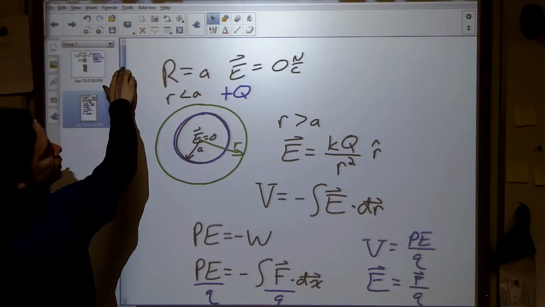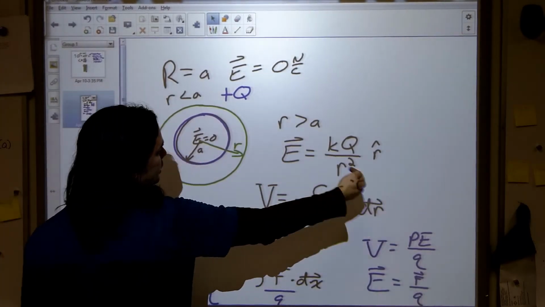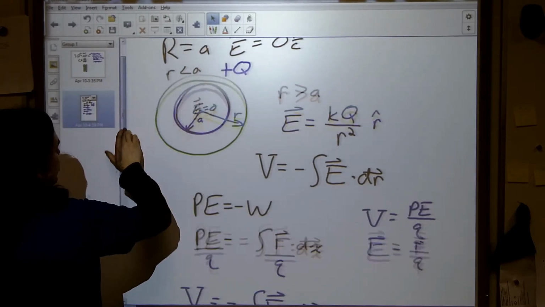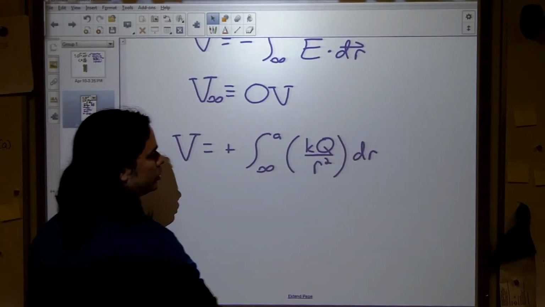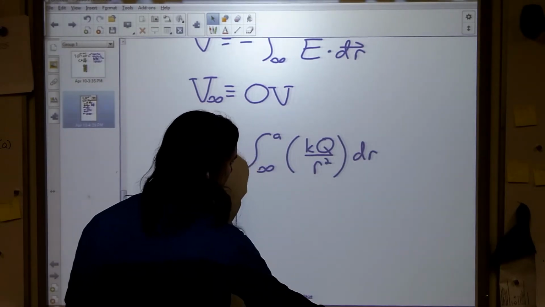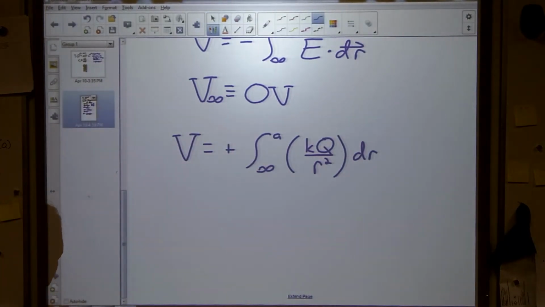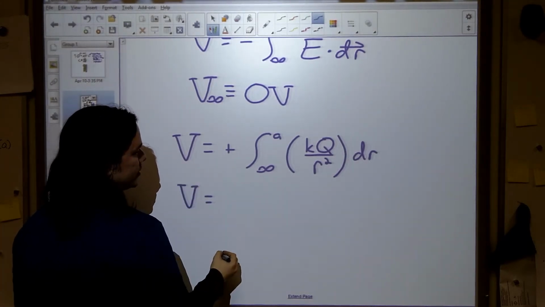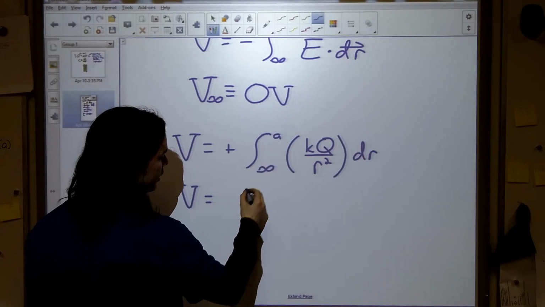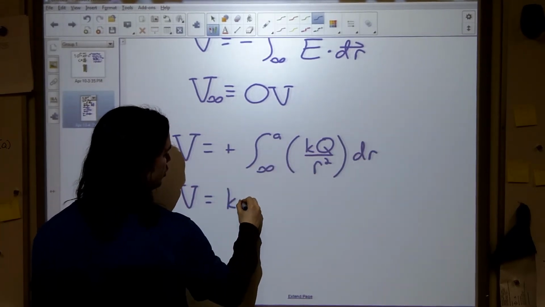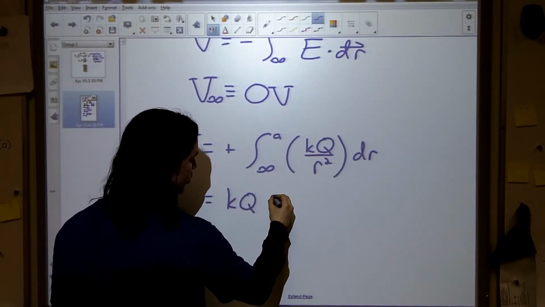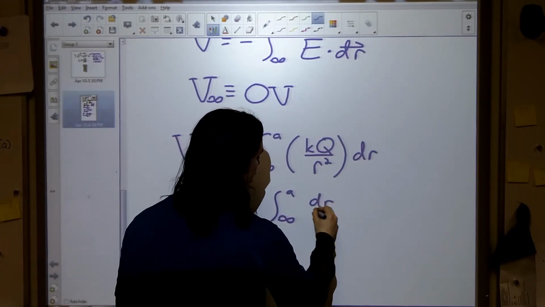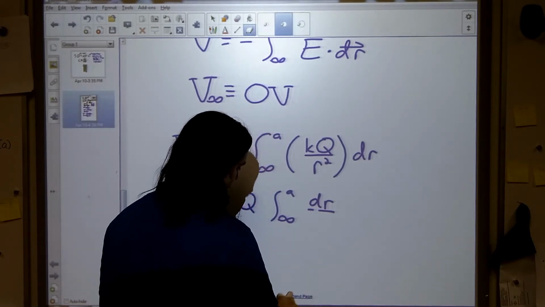I think, because we're integrating from infinity inward to A, our displacement is going inward. The electric field points outward, we're displacing inward, so we should have a negative in there. We'll double check, I may have misplaced a negative, but let's still see what we come up with. V, the absolute potential, is going to be this. K and Q are both constants, and we end up with the integral from infinity to A of dr over r squared.